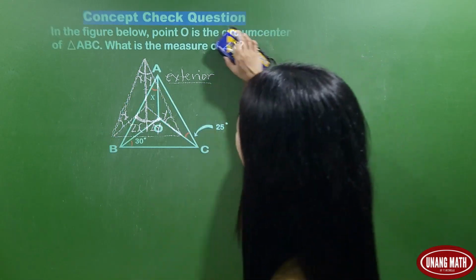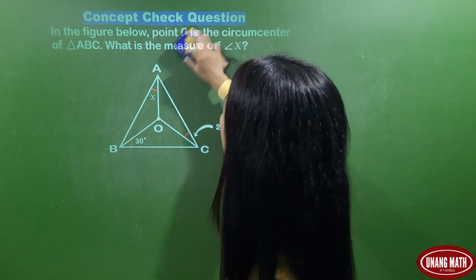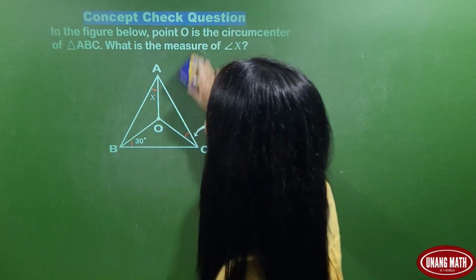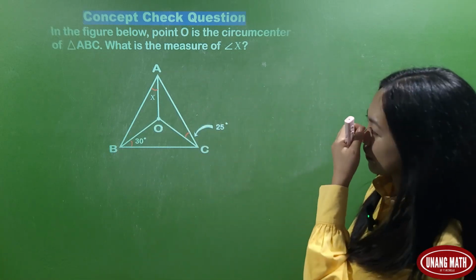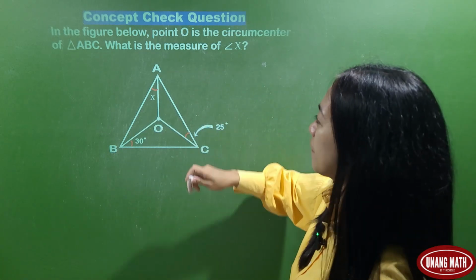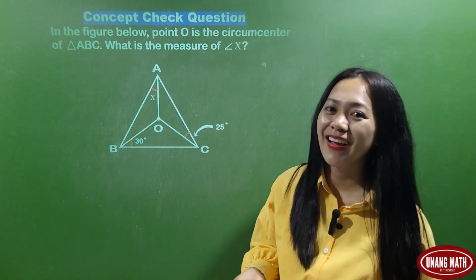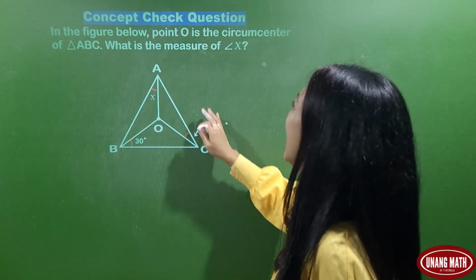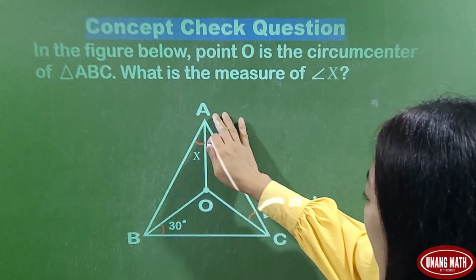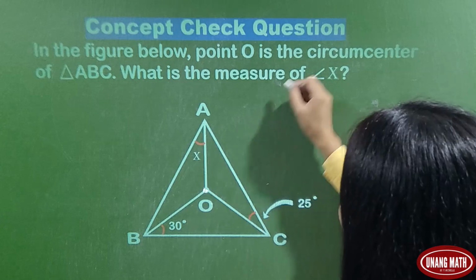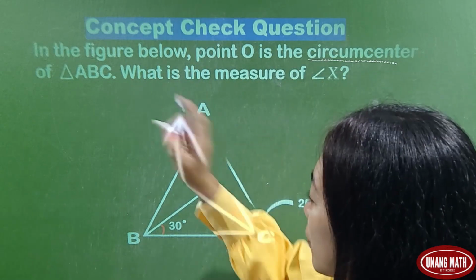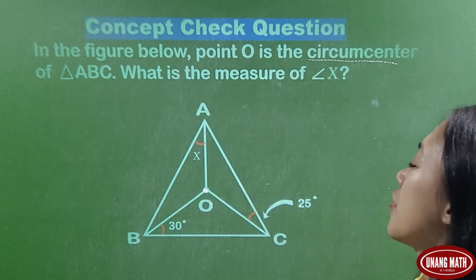Okay, let's give an example by answering this concept check question. In the figure below, point O is the circumcenter of triangle ABC. What is the measure of angle X? Take a look at this triangle ABC. It's given that this point O is the circumcenter of this triangle.